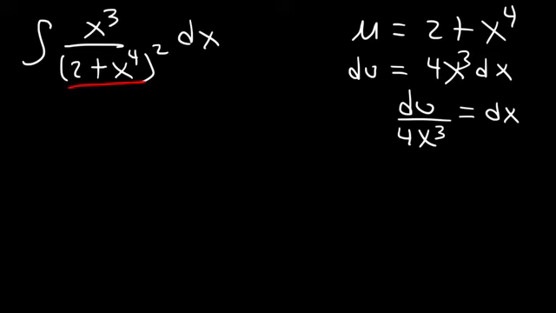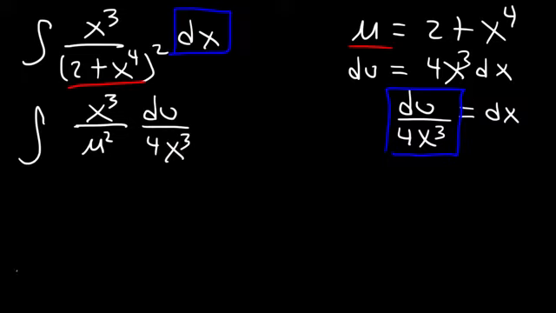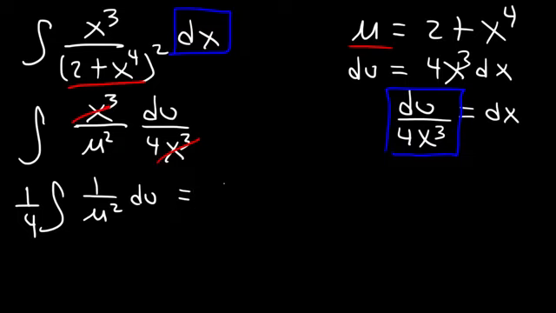So let's replace 2 plus x to the 4th with u, and let's replace dx with this thing that we have here. So we're going to have x to the 3rd on top, u squared on the bottom, and dx is du over 4x cubed. And if you do it this way, as you can see, the remaining x variables will cancel out nicely. So this 4 is in the bottom. Let's move it to the front. So it becomes 1/4 antiderivative 1 over u squared du. And so let's move the u squared from the bottom to the top. So this is going to be 1/4 integration of u to the negative 2 du.